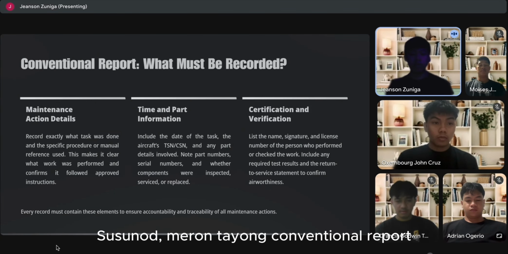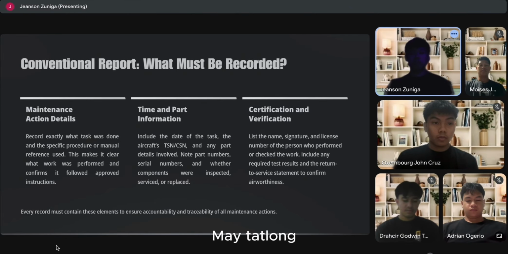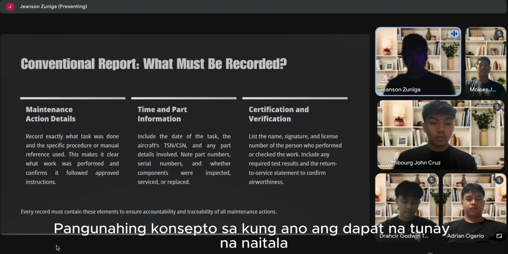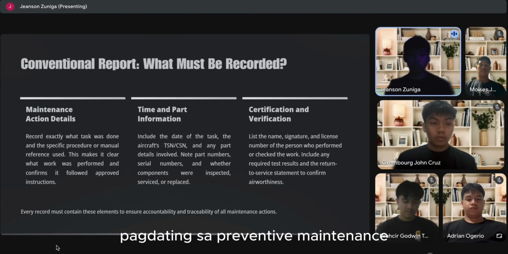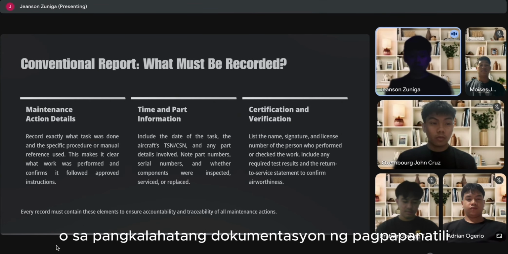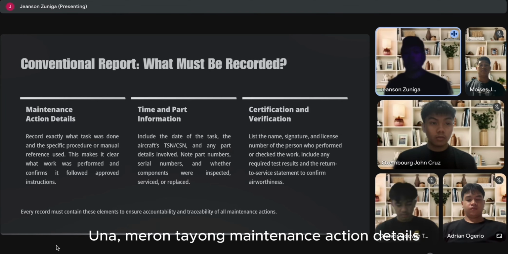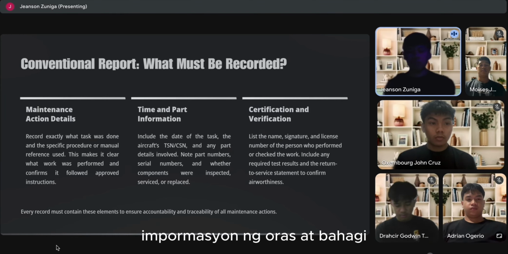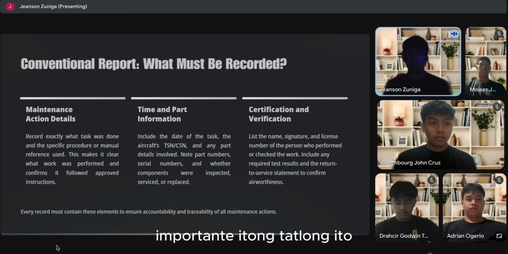So next up, we have conventional report. We have three main concepts on what must truly be recorded when it comes to preventive maintenance or maintenance documentation in general. First we have maintenance action details, time and part information, and certification and verification. These three are important, which I'm going to explain in a bit.